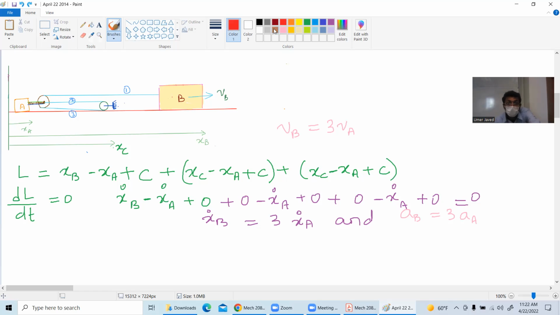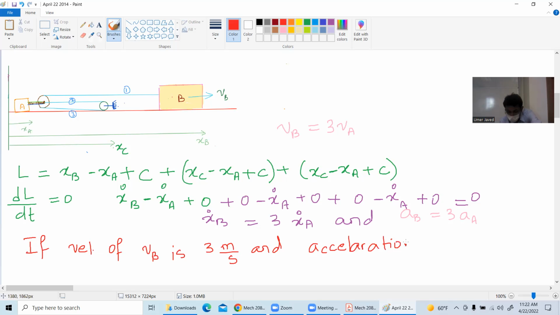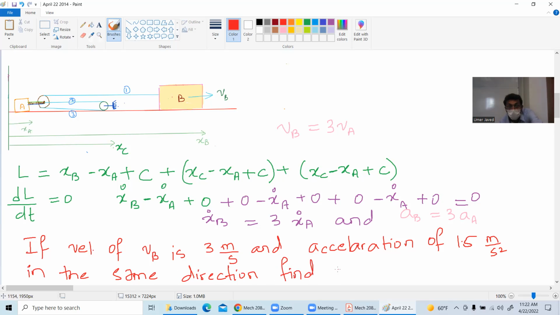Okay, so the question says, if velocity of VB is 3 meters per second and acceleration of B is 1.5 meters per second squared in the same direction, find VA and AA. Can you do it?